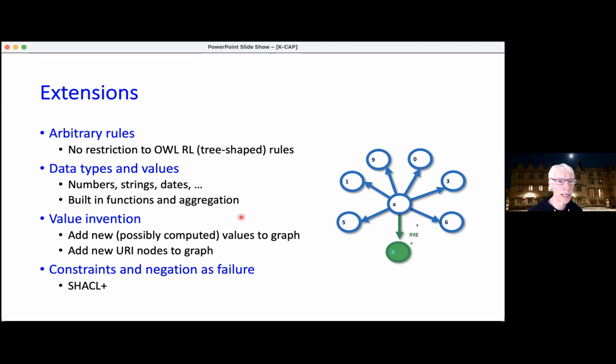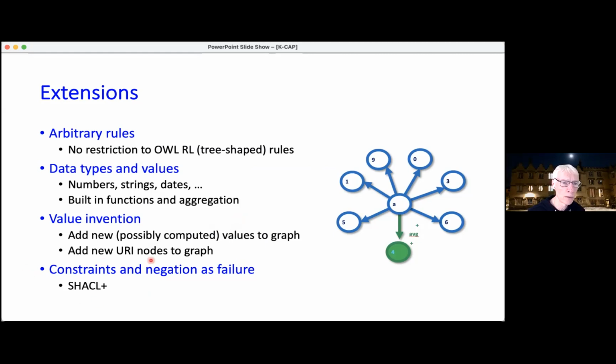So what we did in RDFox is we basically took a lot of what was in the SPARQL spec, which has much more to say about built-in functions and aggregation and so on. And we support more or less the whole of the SPARQL query language in rule bodies. So in rules, we can do much more about manipulating data values.